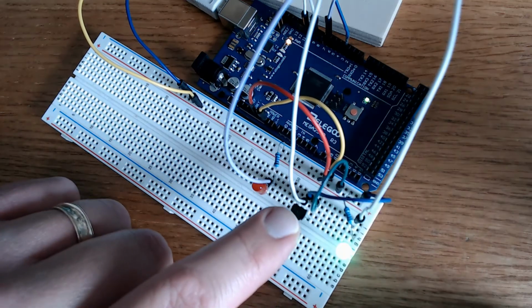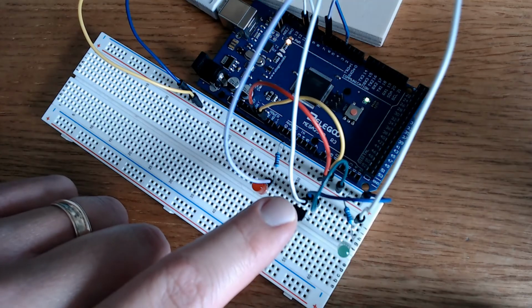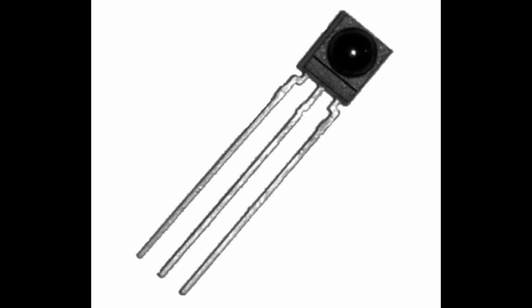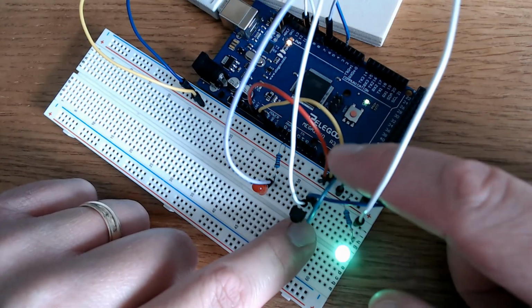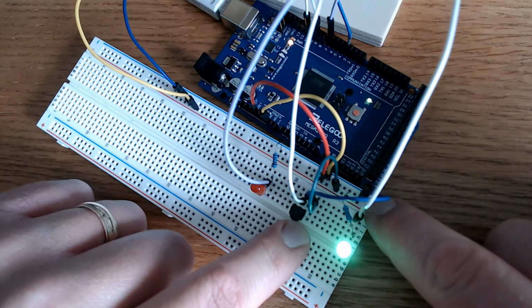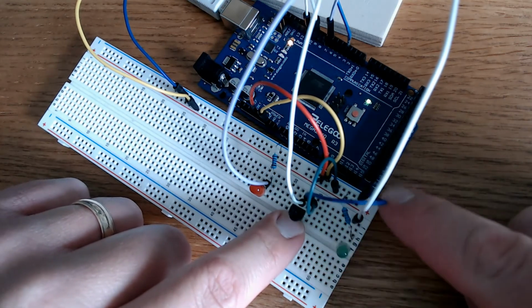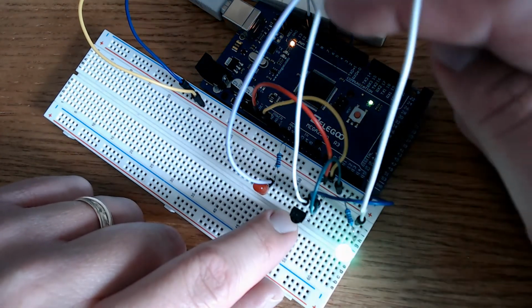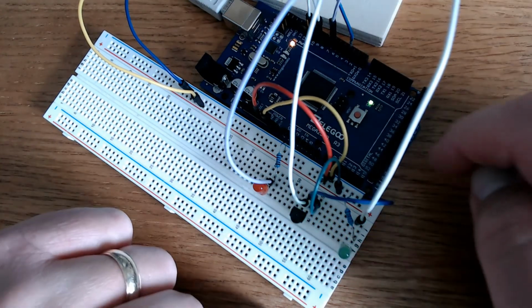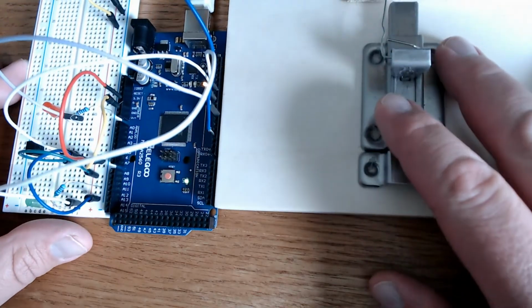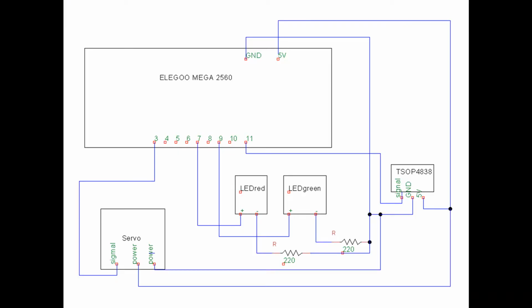Now here in the middle, I have the TSOP4838 IR receiver. It's got 3 pins. The pin on the left is the signal pin. The pin in the middle is ground, and the pin on the right is your VCC pin. And the right pin here is connected to the 5 volt rail here on the breadboard. And the middle pin is connected to the ground rail. The left pin here, the signal pin, is connected to pin number 11 on the Elegoo Mega board. That's it for the wiring here, and I will include this schematic in case you need it.